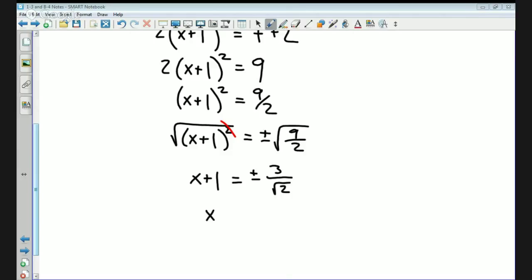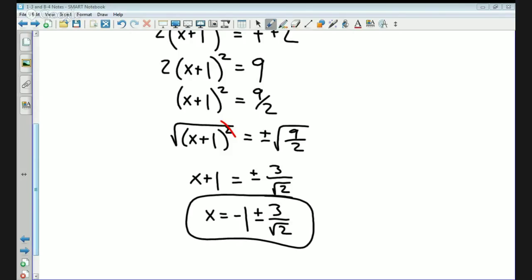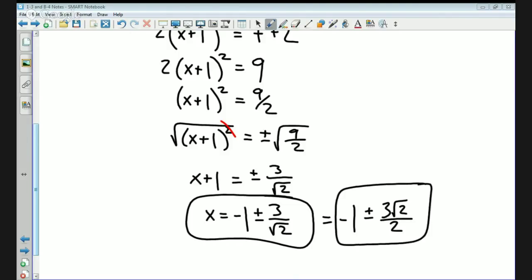Now I'm going to subtract 1 from each side to get x alone. And this to me is a perfectly acceptable answer. I would love to see that on an exam for this problem. Or if you are one of those people that just cannot do math without rationalizing, you would end up with 3 root 2 over 2 for that fraction. So either one of those two I would accept. That is solving by completing the square.